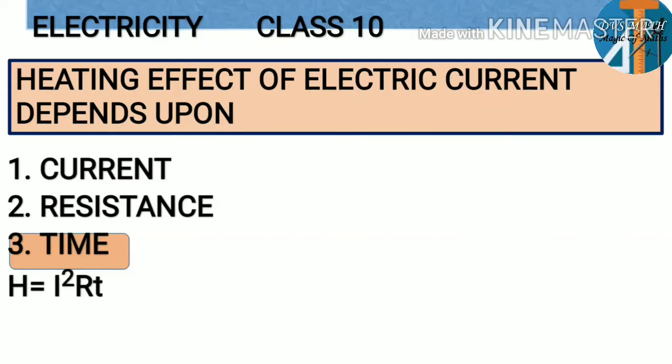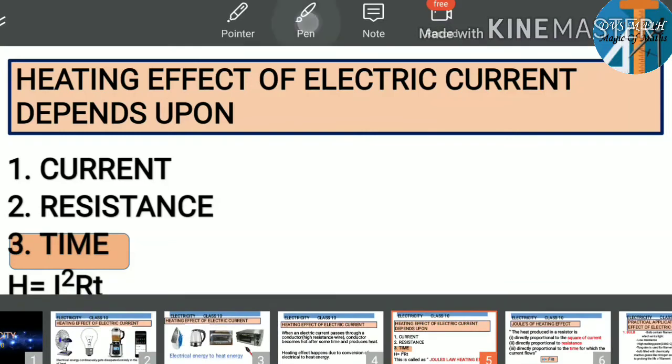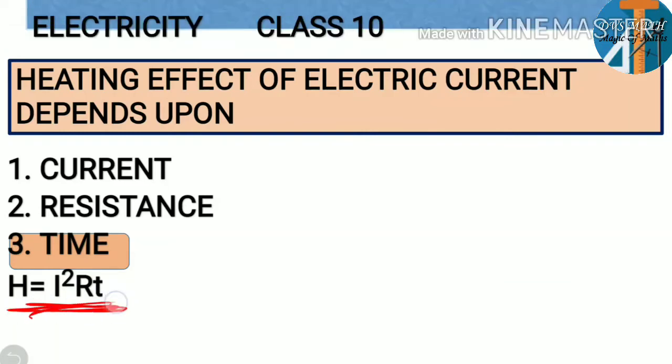Finally, we give the formula for the heating effect. H is equal to I square R T. Here one of the important formulas is H is equal to I square R T.